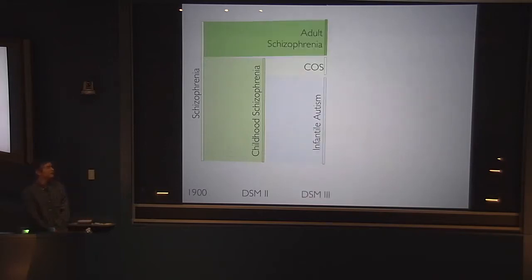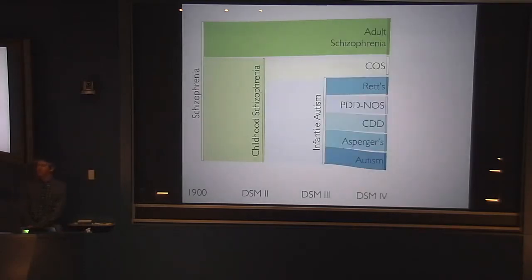So as you go from childhood schizophrenia, around the 1980s, the third edition of the DSM came out. And you began to have infantile autism as a condition, separated from childhood onset schizophrenia, in turn separated from adult schizophrenia. Move forward to the fourth edition of the Diagnostic and Statistics Manual, and infantile autism was split into autism, Asperger's, a term many of you have heard, childhood disintegrative disorders, pediatric developmental disorders not otherwise specified, and Rett syndrome. This again has now been separated from childhood onset schizophrenia and adult schizophrenia.